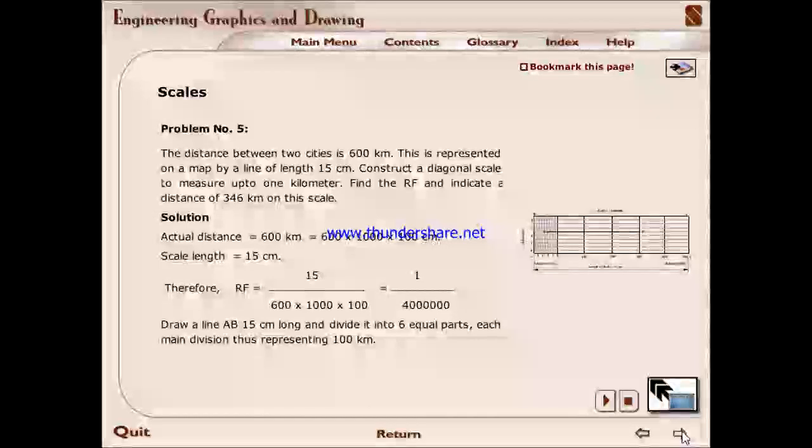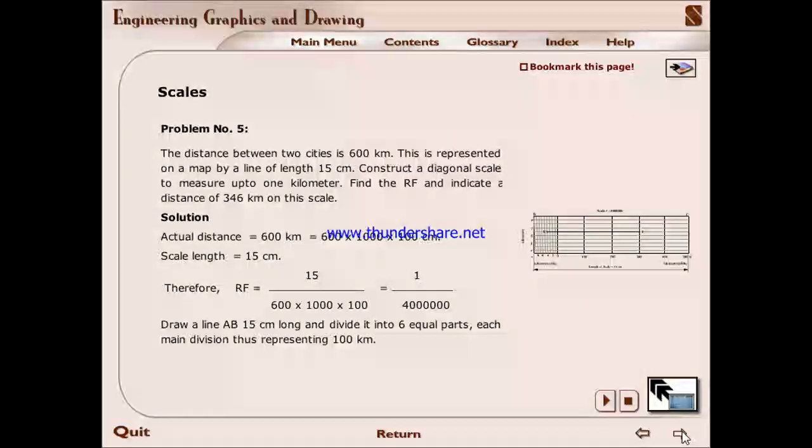Scales. Problem number 5. The distance between two cities is 600 kilometers. This is represented on a map by a line of length 15 centimeters. Construct a diagonal scale to measure up to 1 kilometer. Find the RF and indicate a distance of 346 kilometers on the scale.